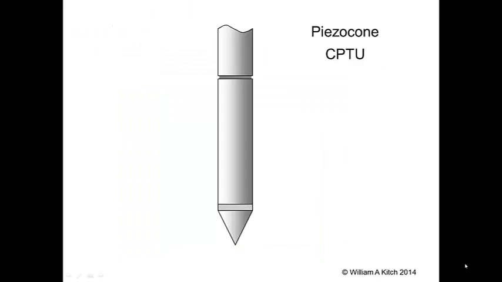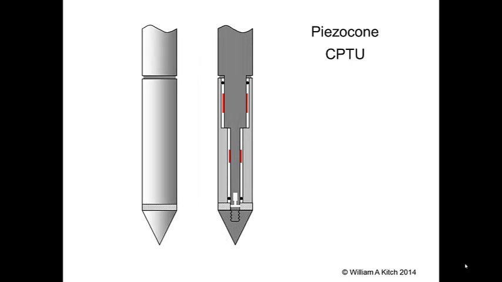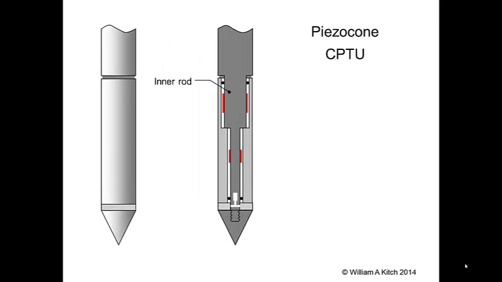Let's take a look at a cutaway section of the piezo cone and see how the measurements are made. Inside the probe, there's an inner rod that passes through the friction sleeve to the cone element. The cone is attached to the inner rod through a threaded connection. The inner rod is machined with a square shoulder partway down the shaft. The friction sleeve has a matching shoulder designed such that the friction sleeve bears on the inner rod at the shoulder. There are two load cells measuring vertical forces in the probe.